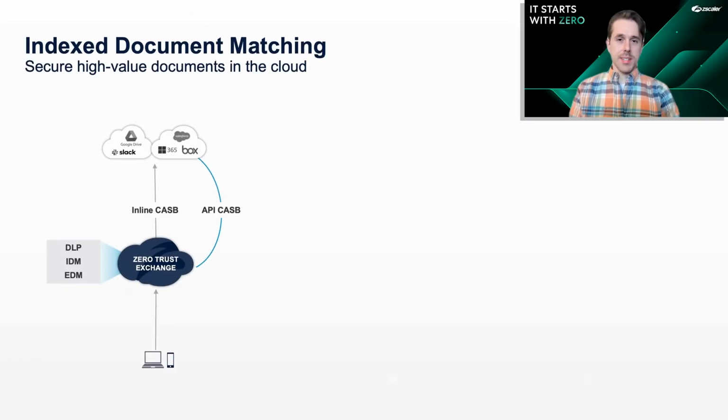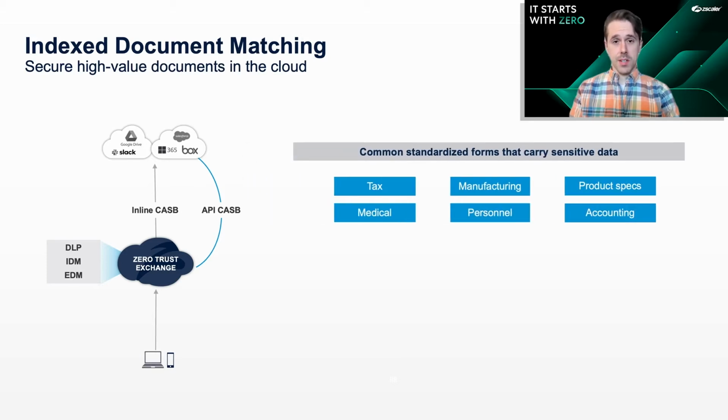Many of an enterprise's sensitive files use standardized forms, including healthcare and tax documents. These forms often contain information that's crucial to the organization, so finding and preventing them from leaving the enterprise is an important step for good data protection.